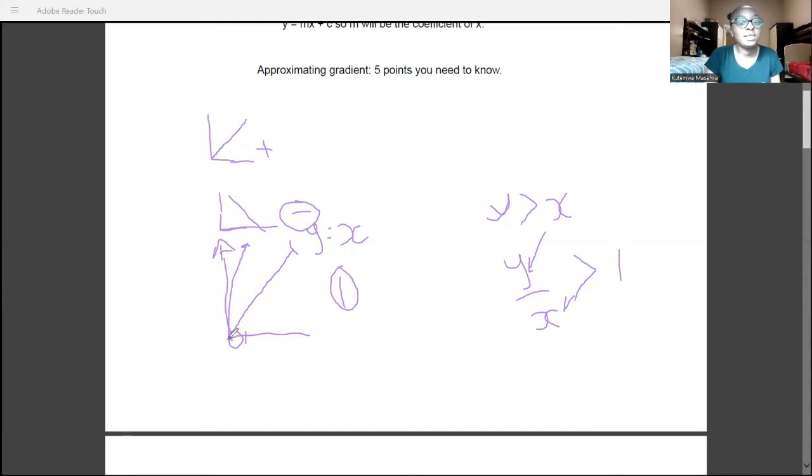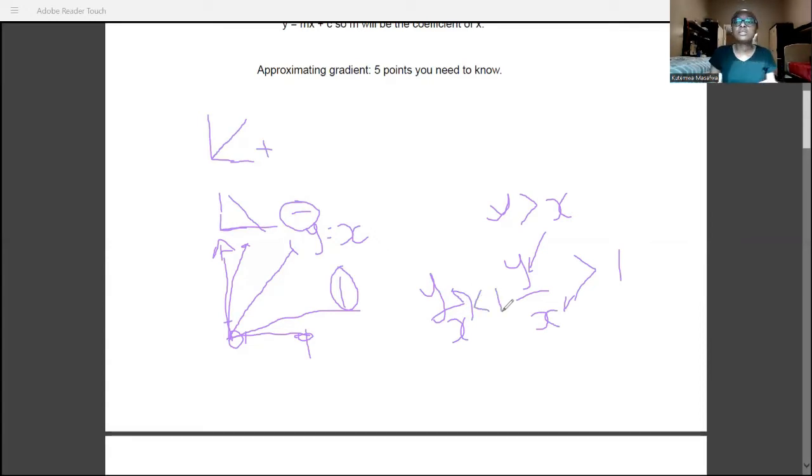Then if you have a line that's much closer to the x-axis, it's going to be the total opposite. Look at it. From this point to this point, your x has increased by so much, but your y has only increased by a very small amount. So what happens if you have a fraction where your denominator is greater than your numerator? You're going to have an answer which is much less than 1.